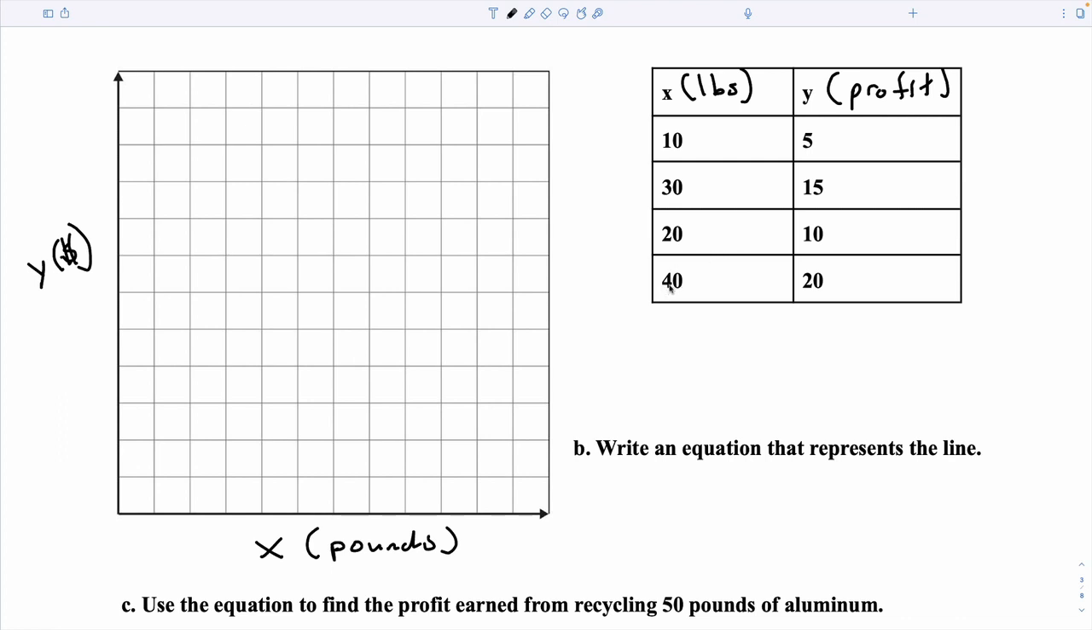We need to get all the way up to 40, from 10 to 40. So let's count by 5s or 10s would work. 5, 10, 15, 20, 25, 30, 35, 40. That's the highest we have to go. And the y has to go up to 20. Let's count by 2s. Maybe we want to do 5s also. 5, 10, 15, 20. 2s or 5s would work. Let's go with 5s.